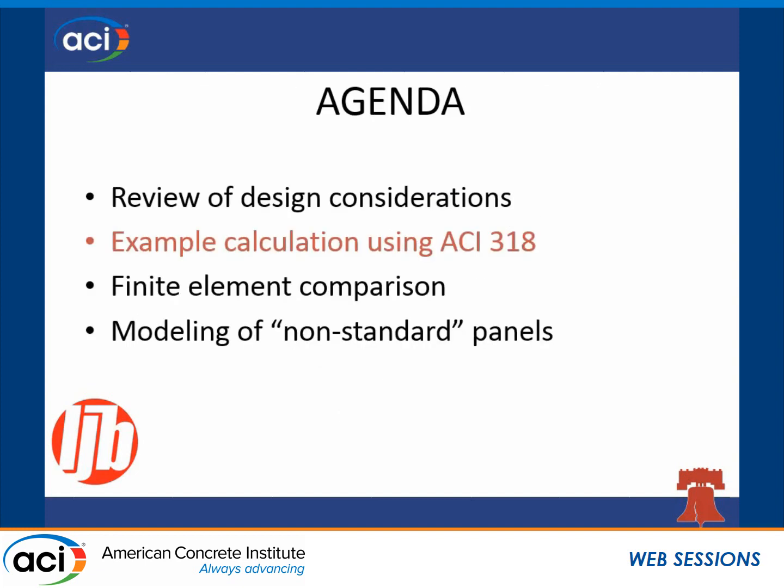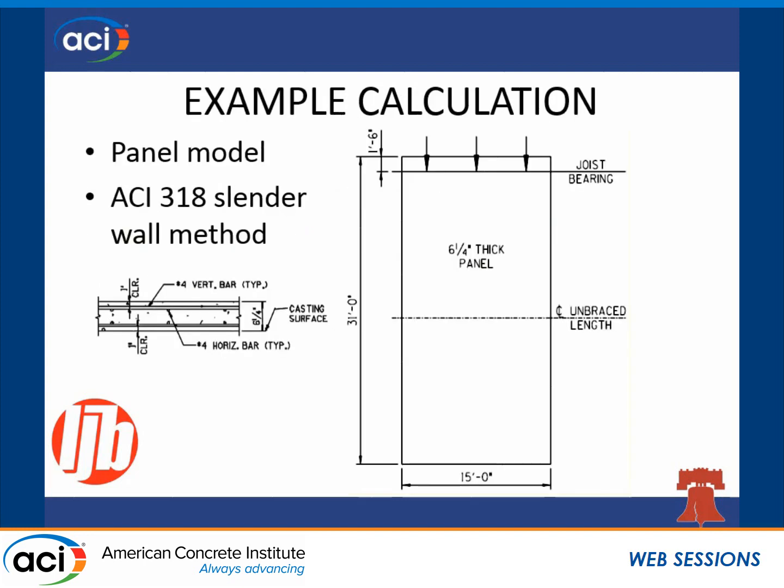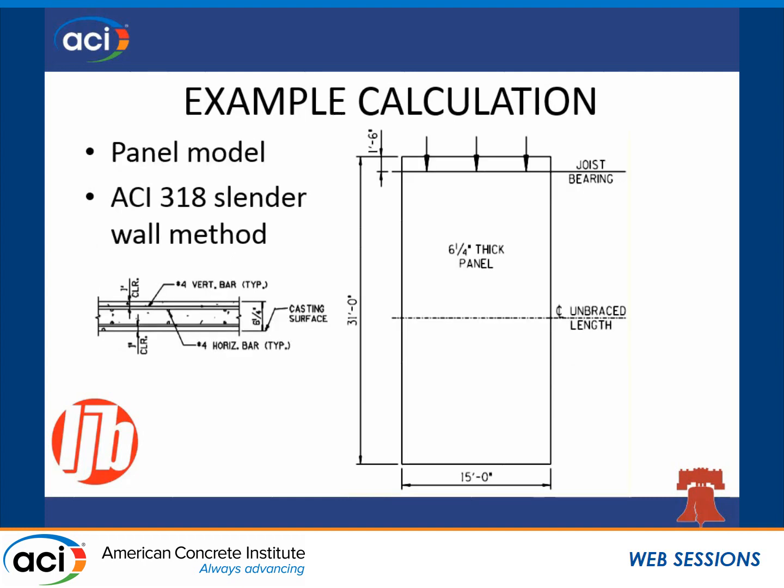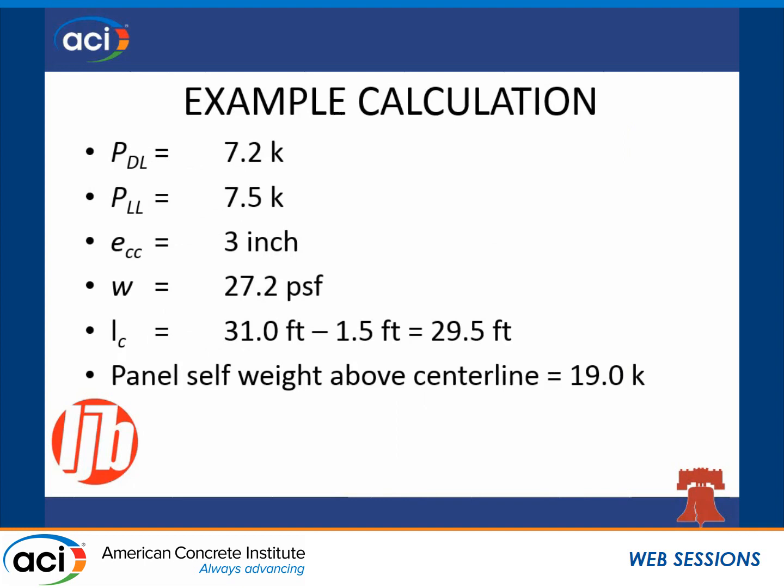So let's look at some of the calculations that we have when we're talking about slender wall. Let's just take a plain panel, for instance. It's 6 1/4 inches thick, has 3 joists bearing on it, and then it's subjected to an out-of-plane load from wind. We'll apply a total dead load of 7.2 kips, a live load of 7.5 kips. We'll use Doug's recommendation for an eccentricity of about the inside face of the wall. And then we have the loads acting 1'6" down from the top of the panel. So our overall unbraced length is 29.5 feet on this panel.